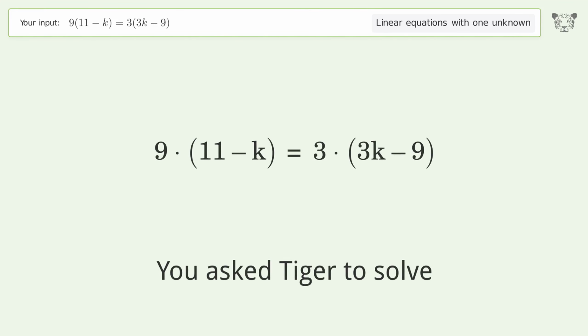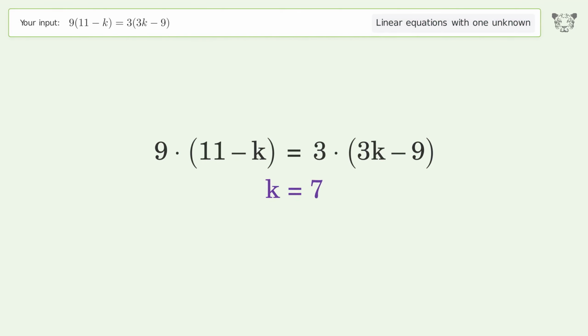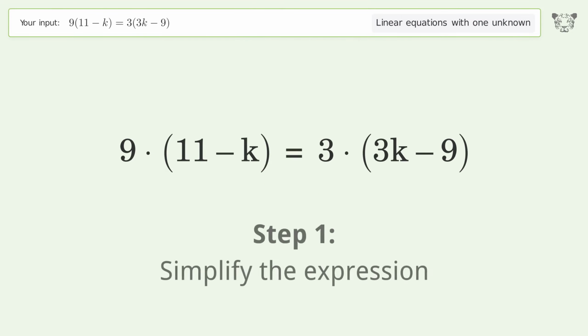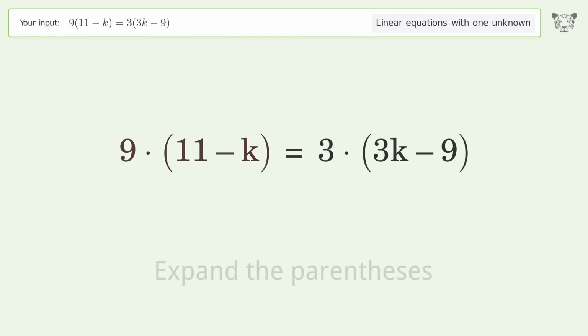You ask Tiger to solve. This deals with linear equations with one unknown. The final result is k equals 7. Let's solve it step by step. Simplify the expression. Expand the parentheses.